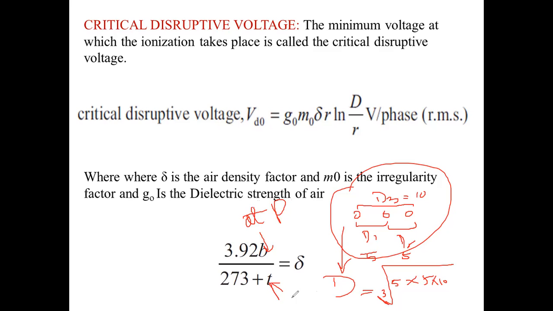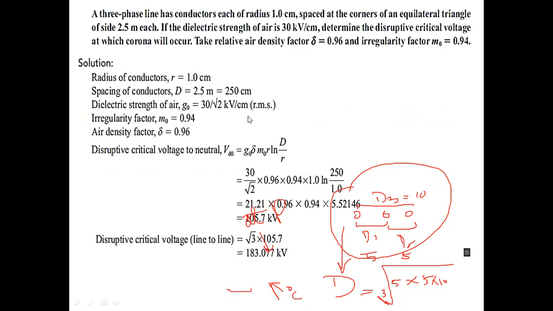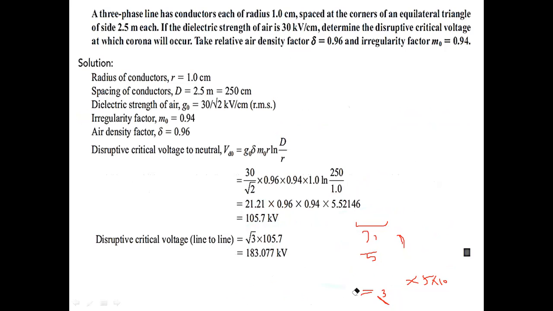Here the degree Celsius value will be put, so it will be converted to Kelvin by adding 273. Now let's have a numerical based on the previous formula we have studied. We have a three-phase conductor, each of radius 1 centimeter, spaced at the corners of an equilateral triangle. The triangle has been arranged in a triangular fashion.